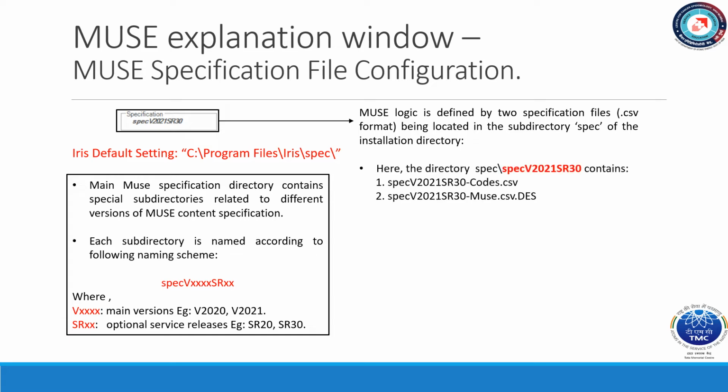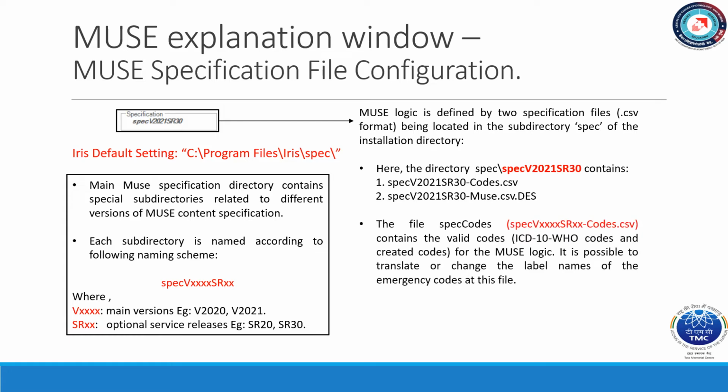Here, the main Muse specification directory lately provided by Iris is spec/specv2021SR30, which contains two files. Firstly, the specv2021SR30-codes.csv file, and secondly, the specv2021SR30 muse.csv.des file.